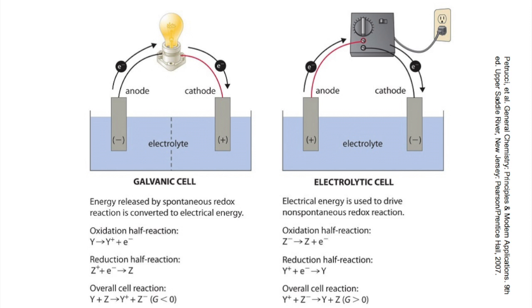This picture shows the difference between a galvanic and electrolytic cell. While both cells are composed of the main three parts of an anode, cathode, and salt bridge, galvanic cells are spontaneous, while electrolytic cells are not, which is the defining difference between these two different cells.